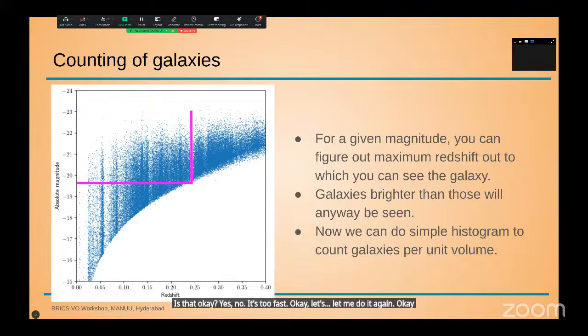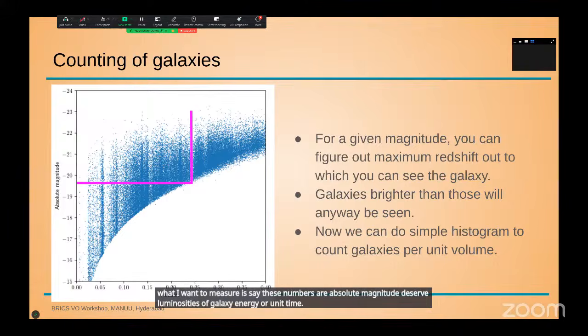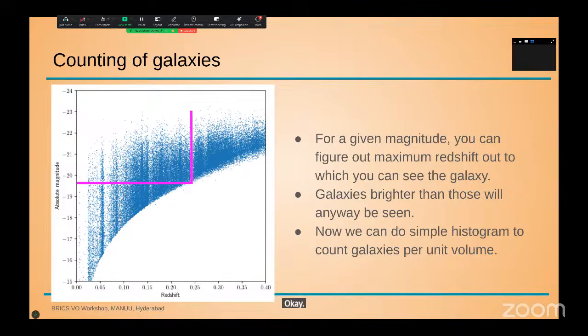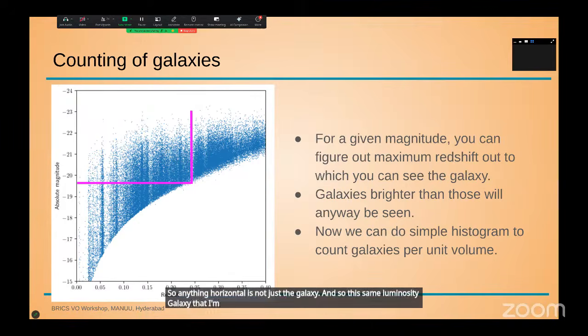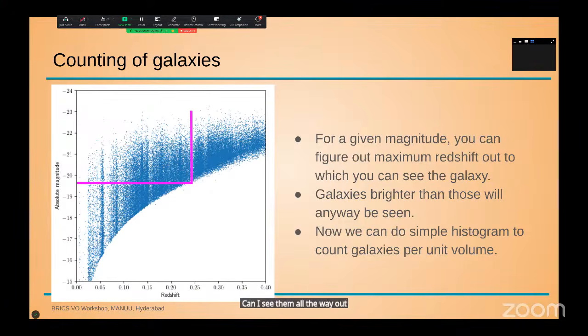What I want to measure is, see, these numbers are absolute magnitudes. These are luminosities of galaxies, energy per unit time. In principle, it's actually the flux, but flux at a standard distance, so I can always convert it into a luminosity. So anything horizontal is the same luminosity galaxy. If I'm asking, can I see them all the way out to say 0.25, where I'm going to put a point? Yes, I can. Anything brighter, I will still be able to see out to that point.